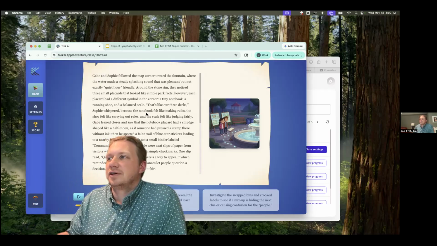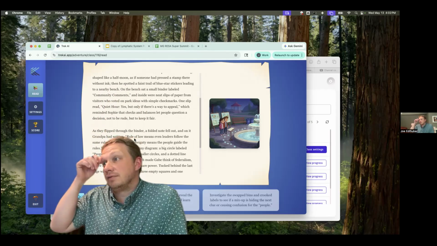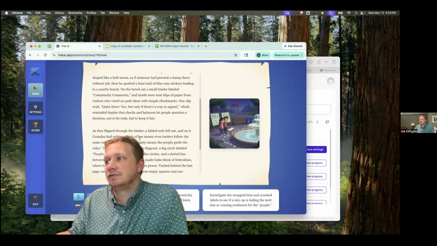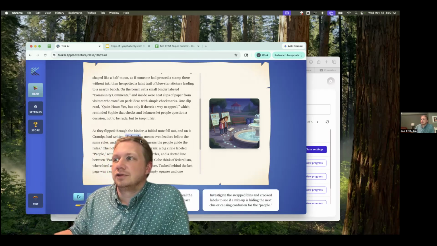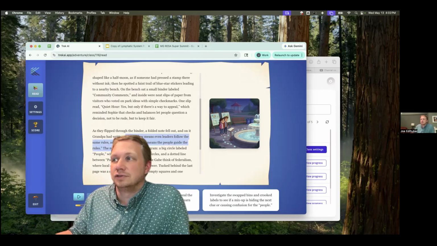They're going through. I'm going to try to breeze through here. They flipped through the binder. A folded note fell out. On it, Grandpa had written, "Rule of law means even leaders follow the same rules, and popular sovereignty means that the people guide the rules."